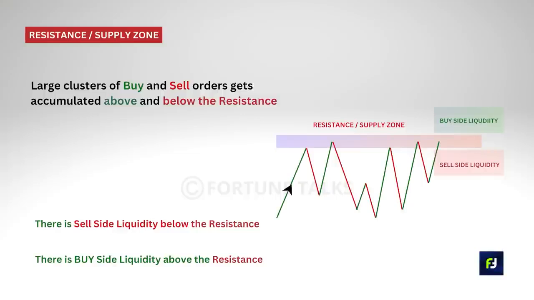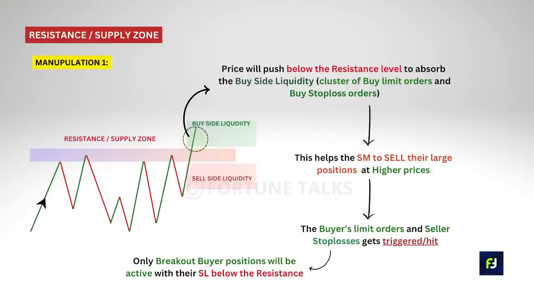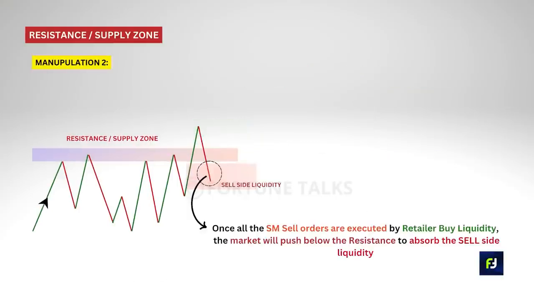And as you might have guessed, the smart money will try to manipulate both these players. They will first push the price above the resistance so as to execute their sell orders at higher valuations by absorbing the buy orders or buy stop loss orders, thereby taking the short sellers out of their trades. But the breakout buyers are still active in their trades and their stop loss orders are still live below the resistance level. Or, in other words, the sell side liquidity is still available below the resistance. And once all the large smart money positions are filled, they will push the prices lower, thereby absorbing the sell side liquidity and taking out the breakout buyers.